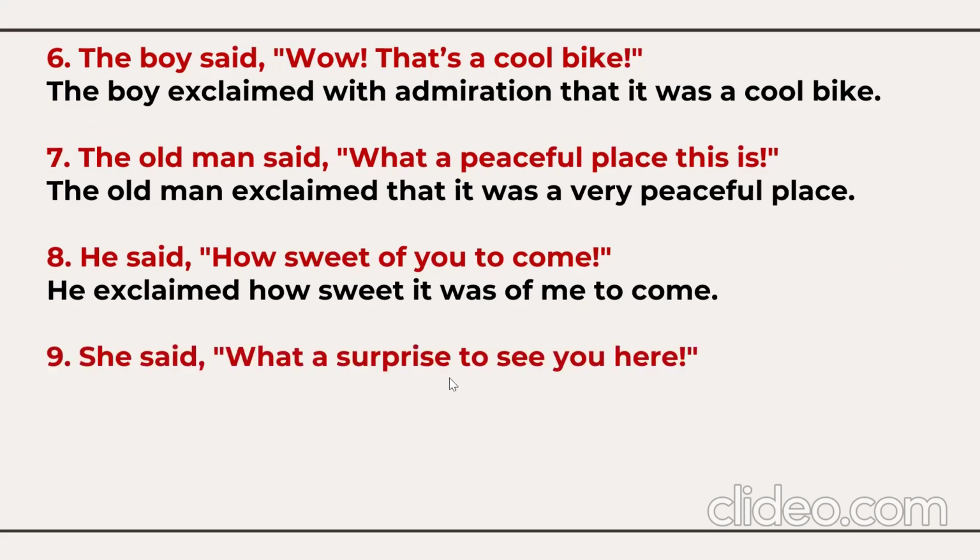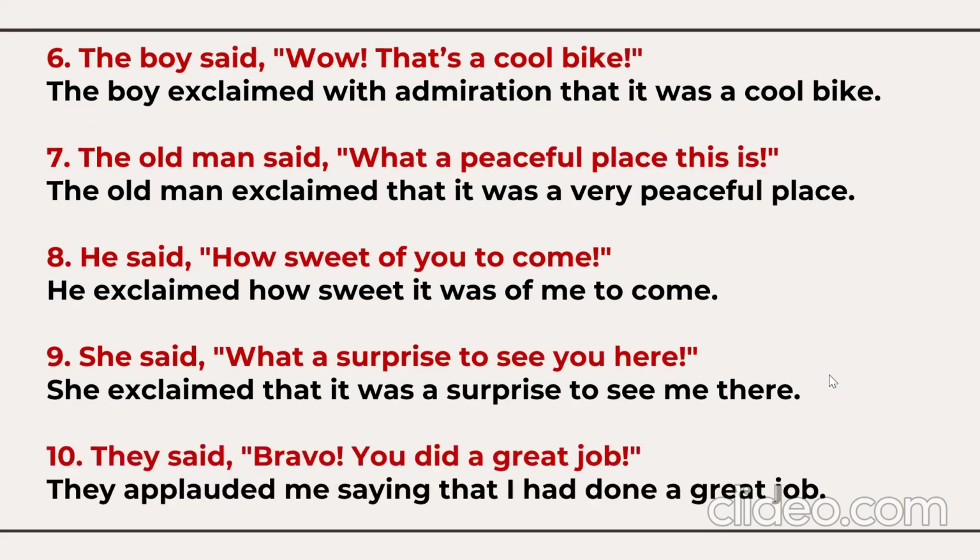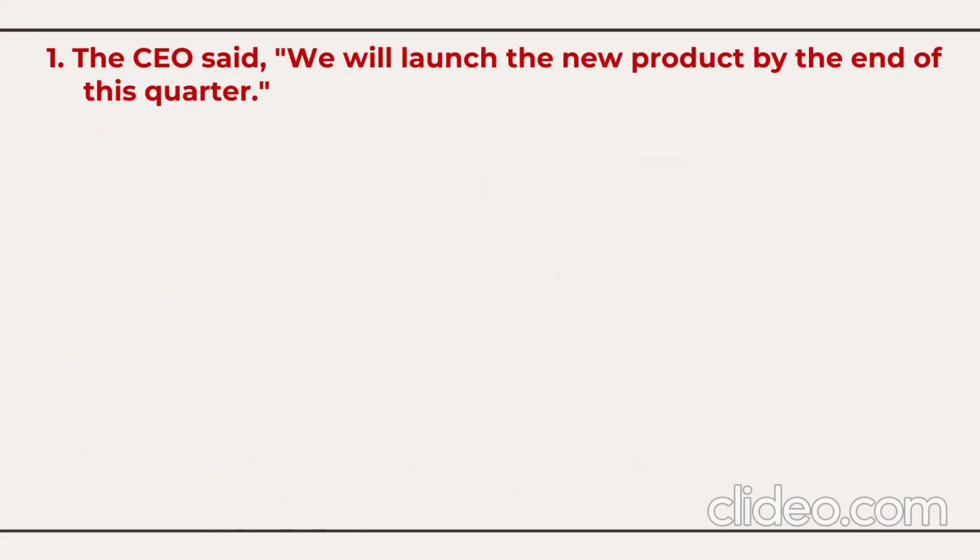She said, what a surprise to see you here. She exclaimed that it was a surprise to see me there, not to see him there, to see me there. They said, bravo, you did a great job. They applauded me, saying that I had done a great job. So this is how we have done here. And now we have some complicated, some difficult direct indirect speech exercises here. The last exercise, 40 questions. I think this is set four.